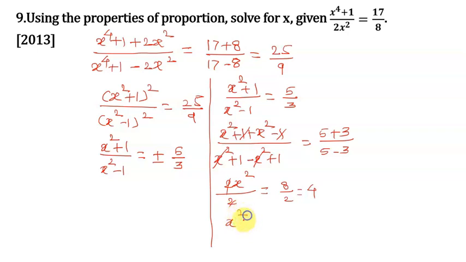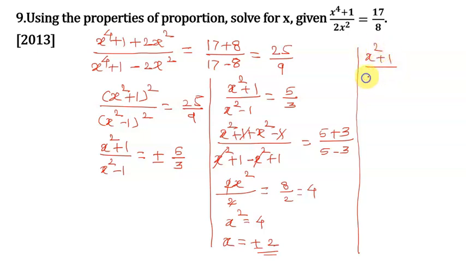Next, x square is equals to 4. Taking square root on both sides, then you will have x is equals to plus or minus 2, and this is the first answer. What about the next? Next, if we take the square root as minus 5 upon 3, that is here x square plus 1 upon x square minus 1, and that is equals to minus 5 upon 3.